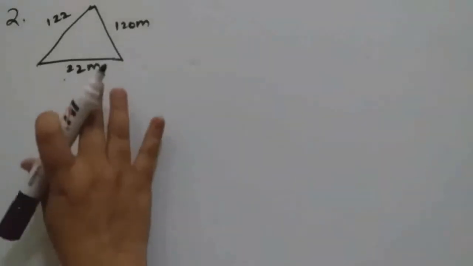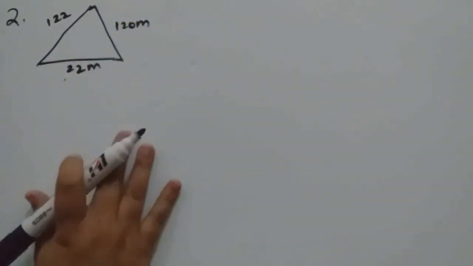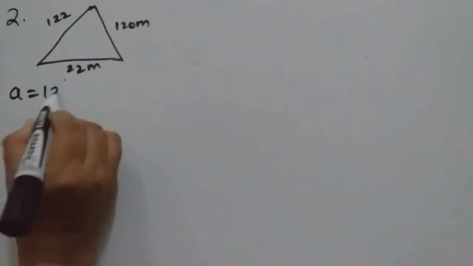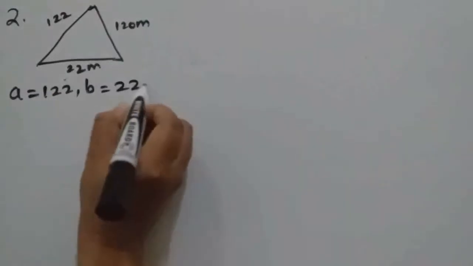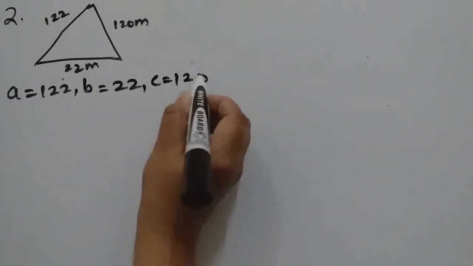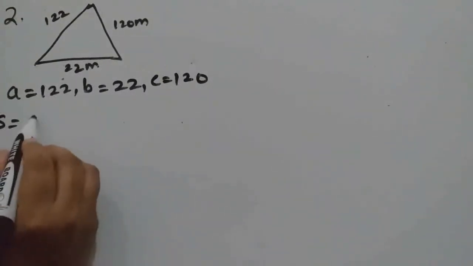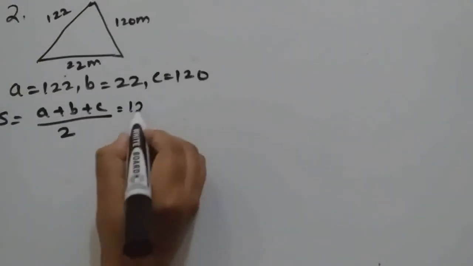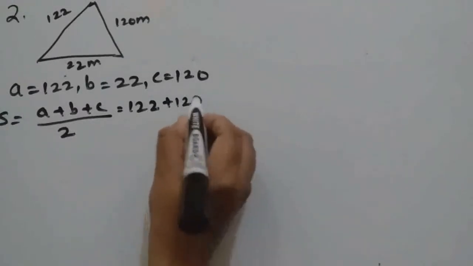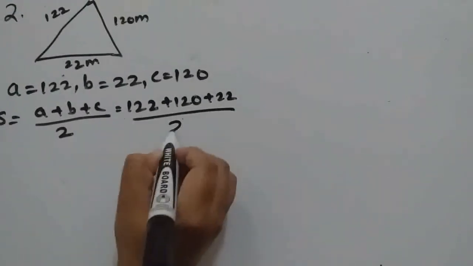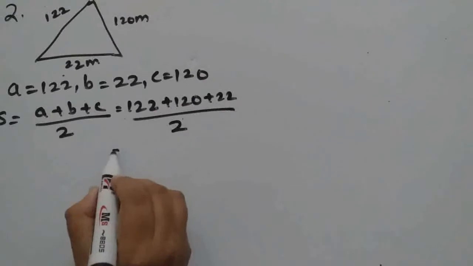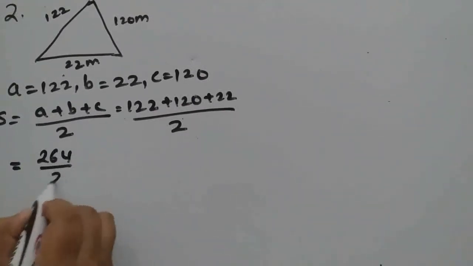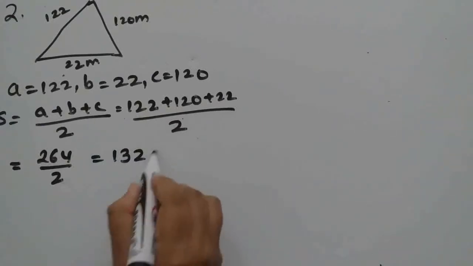So now first we will find what area it will occupy. For that we should find, see here, first we will consider A is 122, B is 22, C is 120. So we will find the S value from this. A plus B plus C divided by 2. So 122, 120 plus 22 divided by 2, which will give 264 divided by 2, that is 132 meter.